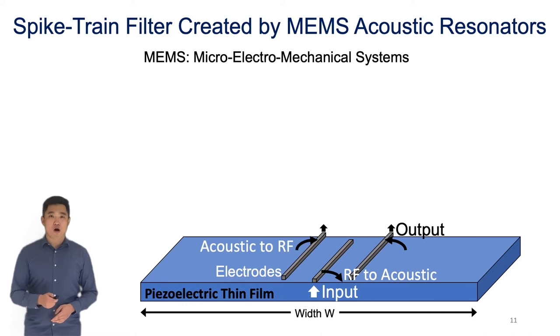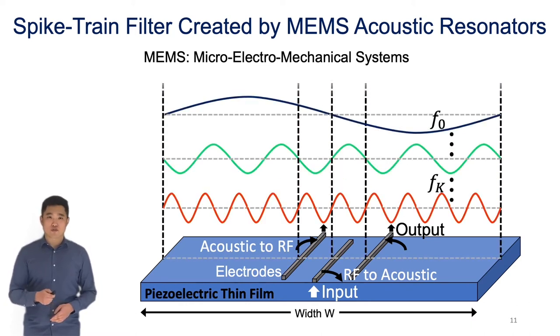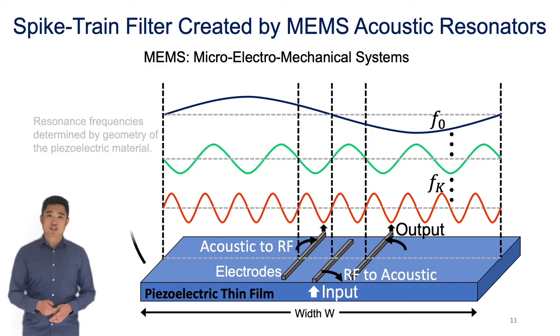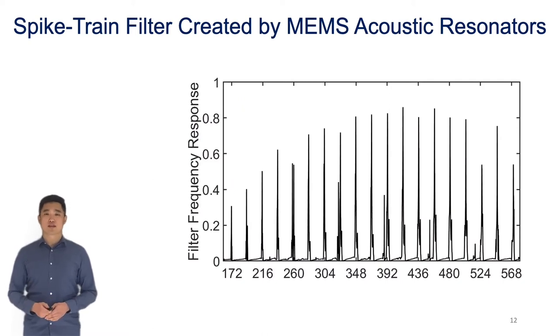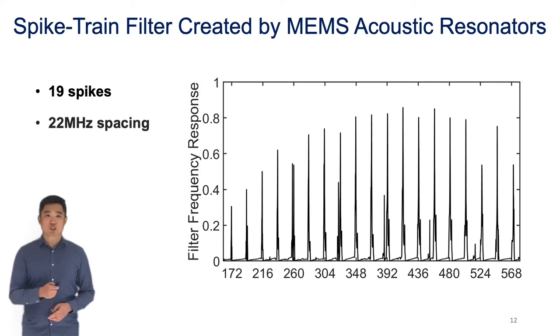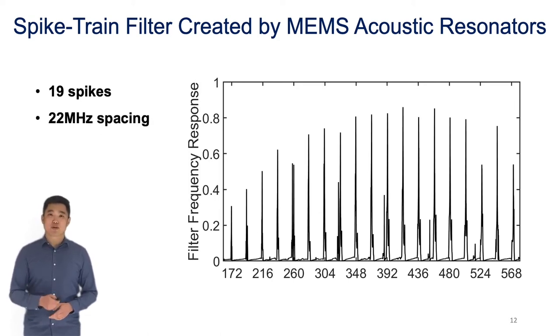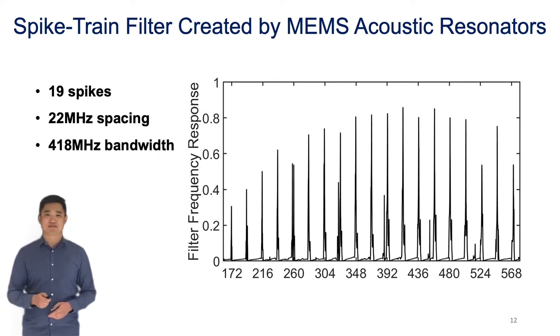However, not all RF signals can be efficiently converted. The signal frequency has to match the resonance frequencies of the MEMS resonator, which is determined by the geometry of the piezoelectric material. In this work, we use a spike train filter with 19 spikes, and the spacing between spikes is 22 MHz. So it covers a 480 MHz frequency range.